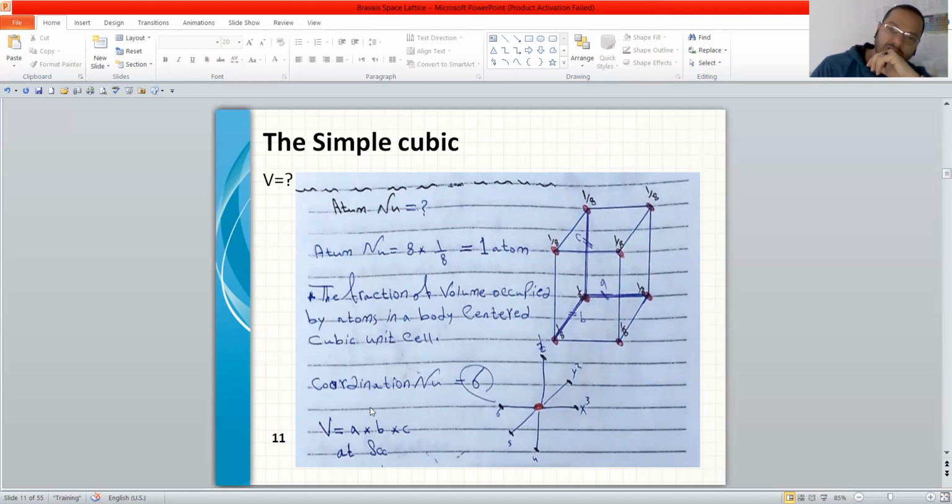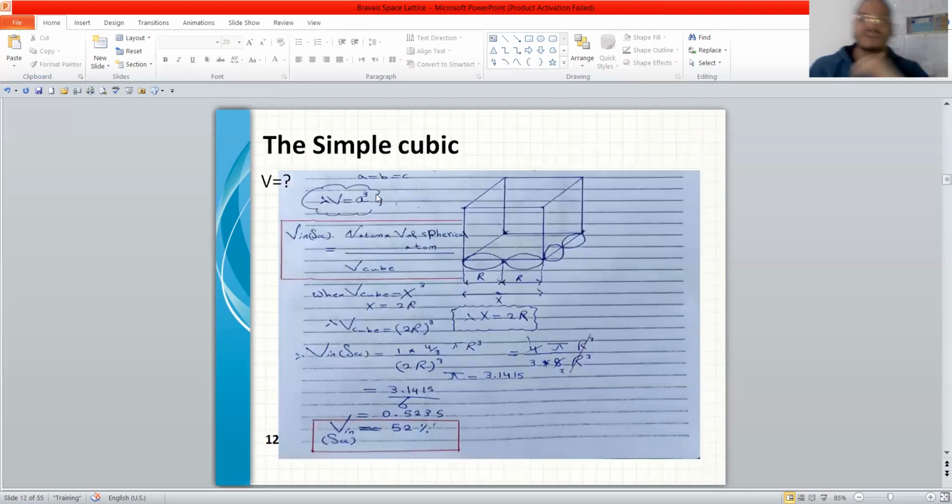Here, let's calculate the volume of the simple cubic. V equals a b c, because a, b, c, all of these vectors are equal. That means V equals a to the power 3, like here. Now we will deal with this important formula. The packing fraction of the simple cubic structure equals n atoms, that means 1, times V of a spherical atom, that means 4 divided by 3 pi R cubed, divided by V of the cube. V of the cube equals x cubed. X here is the distance from this point to this point, which equals R. That means x here equals R.